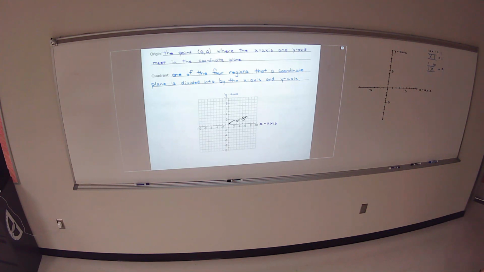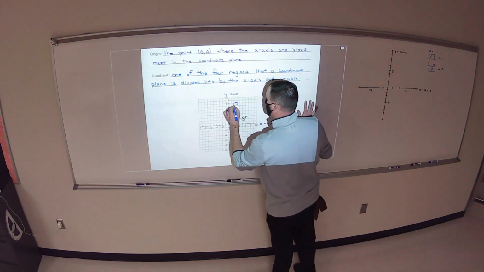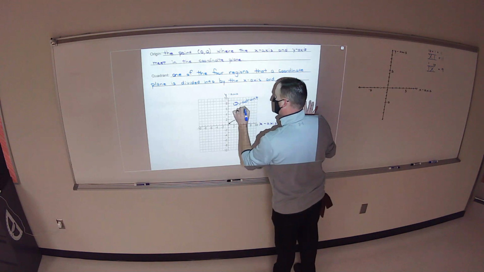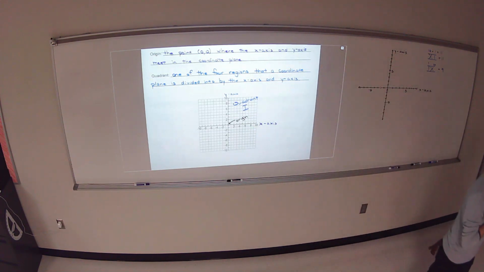Does anyone know where quadrant number 1's at? Top, well, there's 2 tops. Top right, okay? So this right here is quadrant number 1. And again, with Roman numerals, it's just like an I. Okay, I'd like you to write that in there, ladies and gentlemen. You will be tested on this.